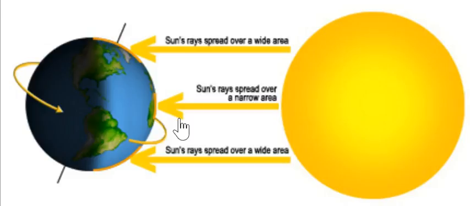Water heats up and cools down more slowly than land, because it takes more heat to raise the temperature of water than it takes to raise the temperature of land. The resulting differences in temperature influence weather and climate.